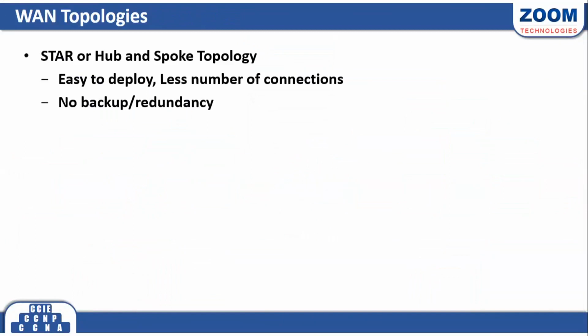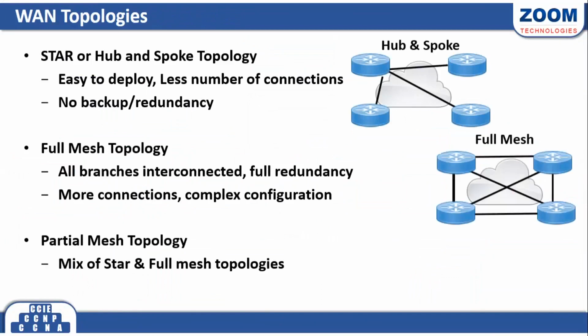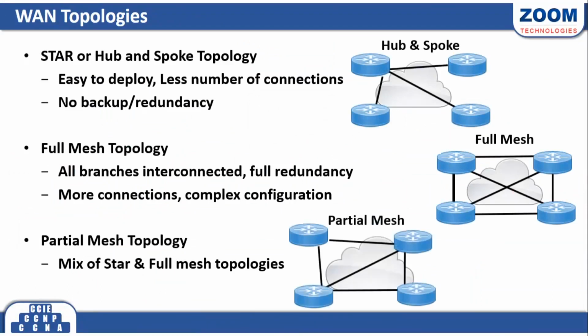Star or hub and spoke topology: easy to deploy, less number of connections, but no backup, no redundancy. Full mesh topology: all branches interconnected with full redundancy, but more connections and complex configuration. Partial mesh topology: a mix of star and full mesh topology.